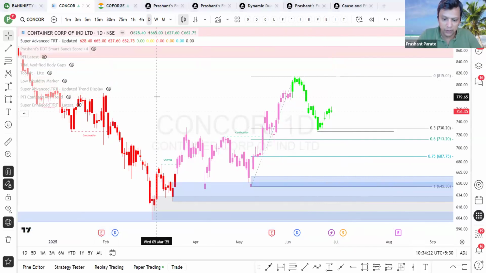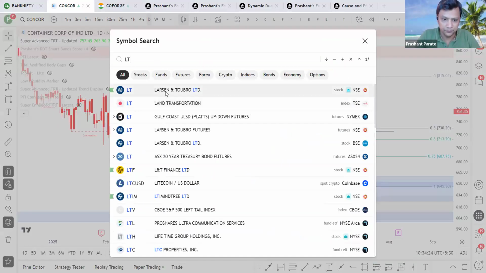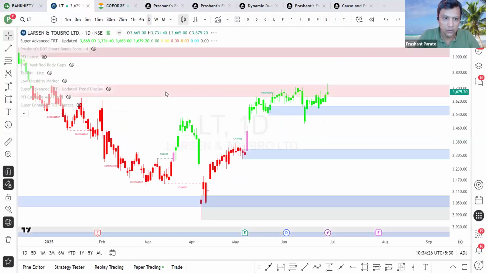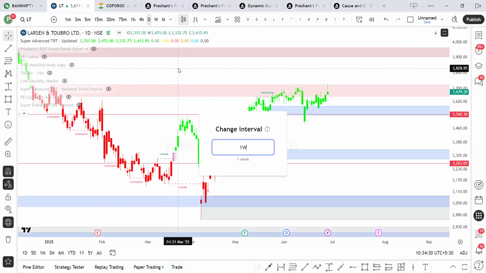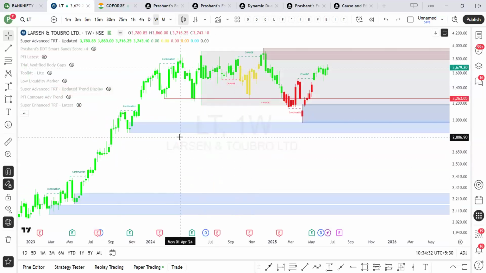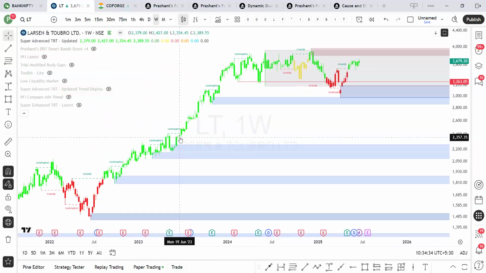Then next was LT weekly, LT. And this is a daily chart, and we'll check the weekly chart. And this is the weekly chart of Larsen and Turbo. It has turned green again.